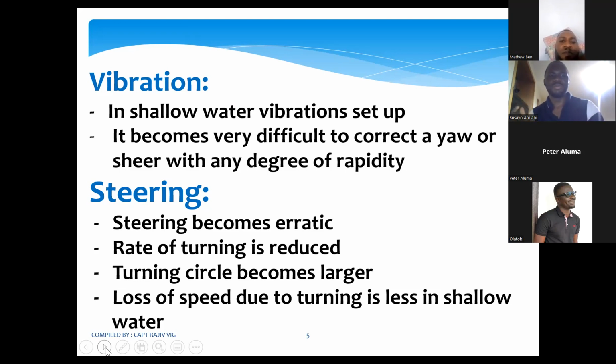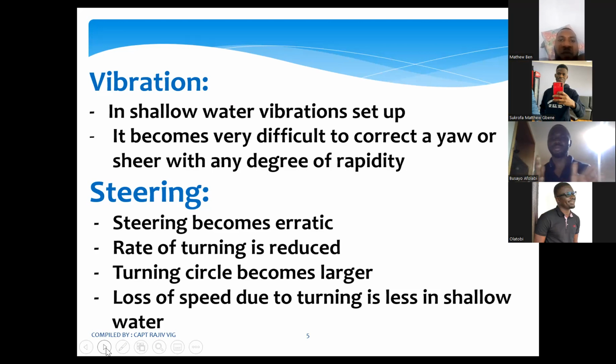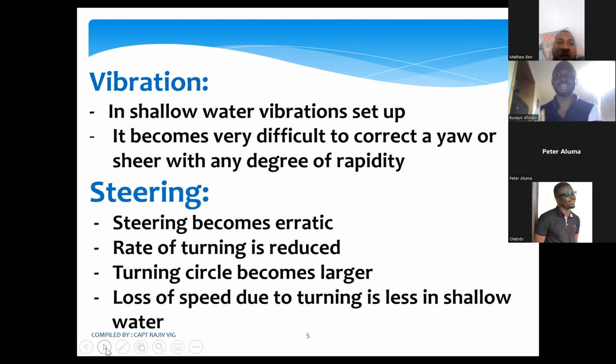Then also it becomes very difficult to correct a yaw or sheer with any degree of rapidity when you are passing through it. And like I said, mostly with that vibration, you're almost aground, to be honest, especially when you are seeing it.